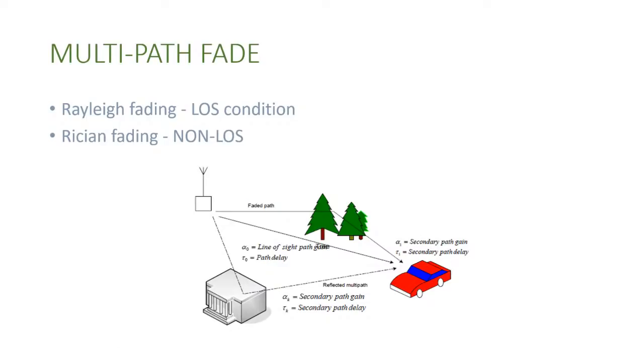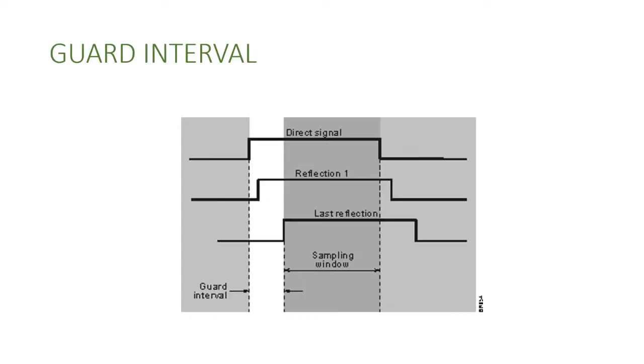The first direct signal is received in the first time period, and then the reflected signals, multiple of them up to the last reflected signal, arrive afterwards. Due to this, the signal reception is not happening in a synchronized manner, and the signals must be estimated properly. For that, a guard interval will be placed.